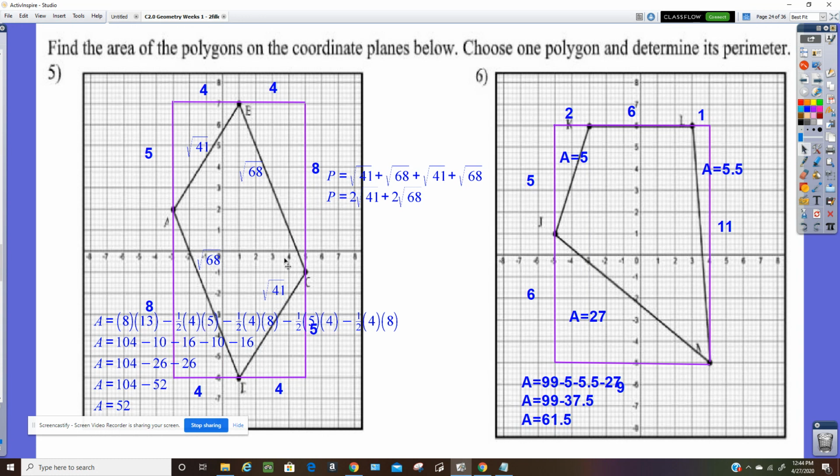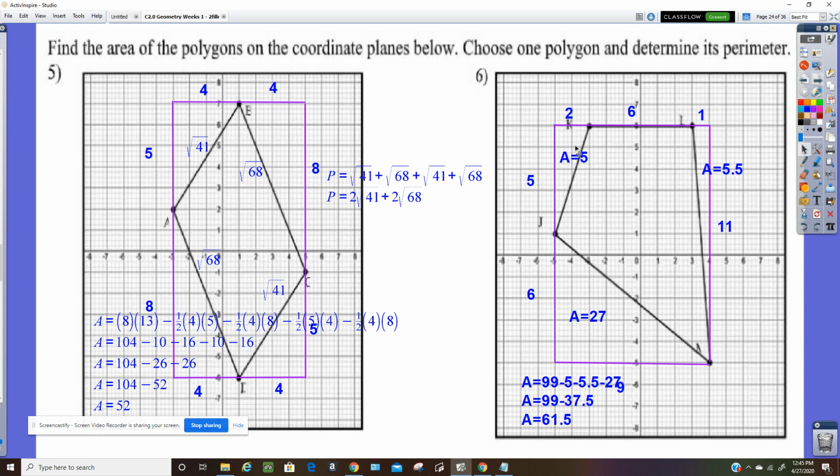And then I subtracted the 4 triangles there. 2 of them were 4 by 5, and 2 of them were 4 by 8, and you take 1/2 base times the width there. So you got 104 minus 10 minus 16 minus 10 minus 16. And these subtract, you get 52. So 104 minus 52, and you get 52 for the area.